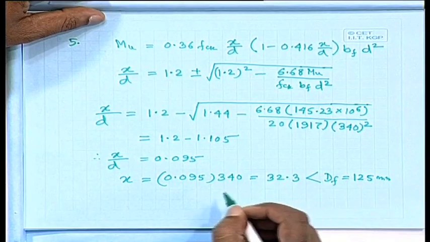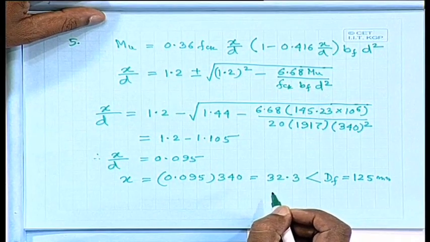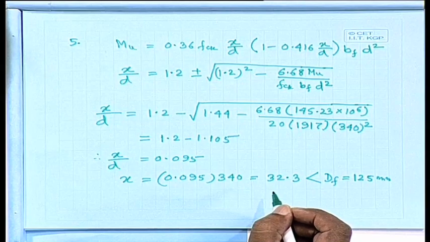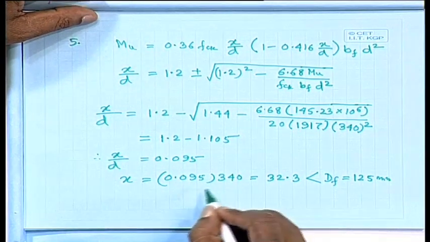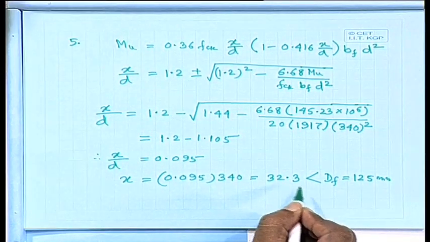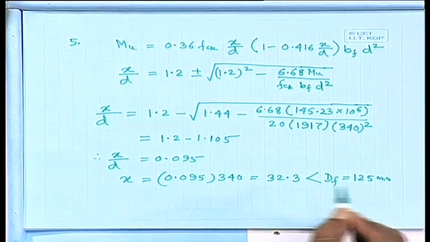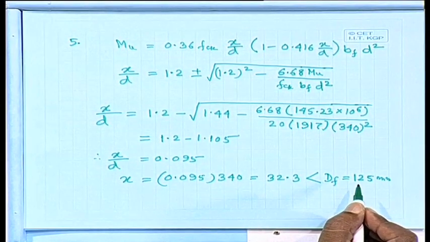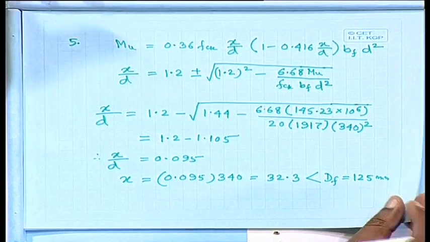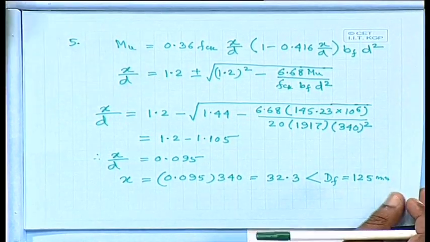So, in our case it is as if it is a rectangular beam. So, we can take x as 32.3. It is less than Df, it is within the flange. So, it is nothing but a case of rectangular beam only, though we have taken T beam. So, we can use the formula.